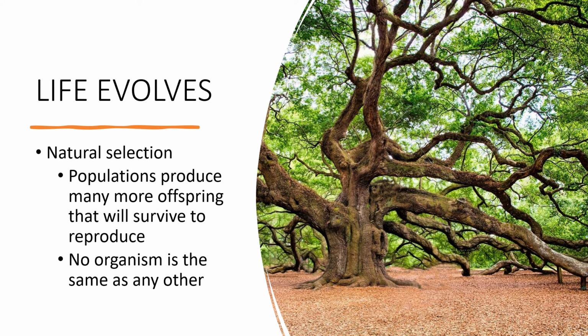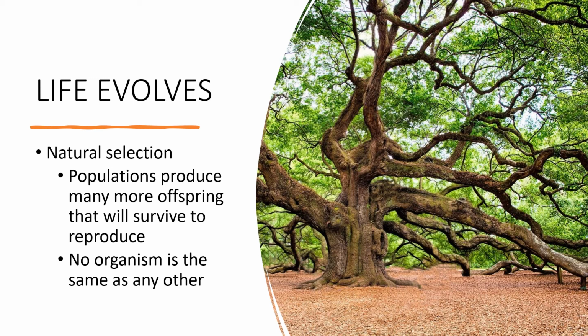The simplest way to think of natural selection is to consider two facts. The first one is that populations produce many more offspring than will survive to reproduce. These organisms must compete for limited resources such as food and habitat. Say, for instance, a single mature oak tree may produce thousands of acorns in one season, but only a few are likely to germinate, develop, and reproduce. The rest, they just die.